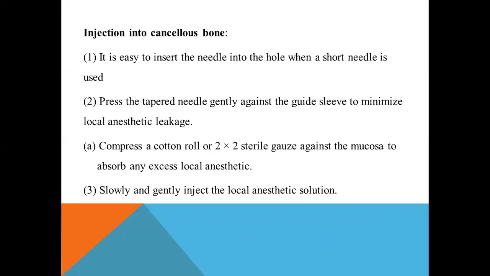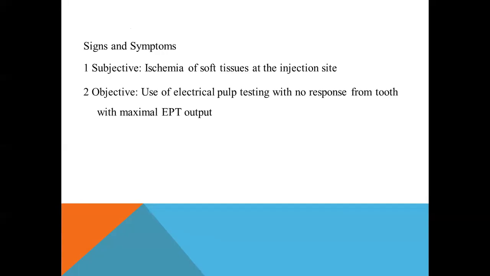Inject into the cancellous bone. It is easy to insert the needle into the hole. Press the tapered needle gently against the guide sleeve to minimize local anesthetic leakage. Compress a cotton roll or 2x2 sterile gauze against the mucosa to absorb any excess local anesthetic solution. Slowly and gently inject the solution.